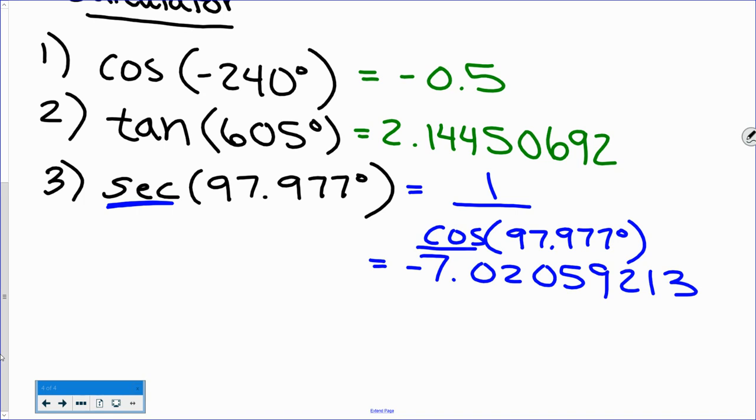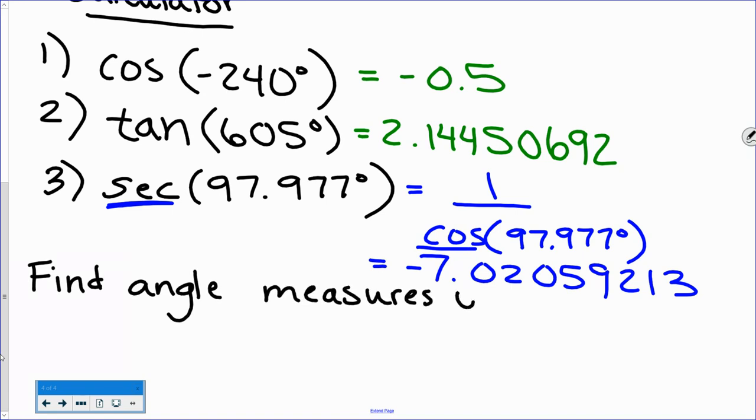All right. So if I have to find angle measures using a calculator.